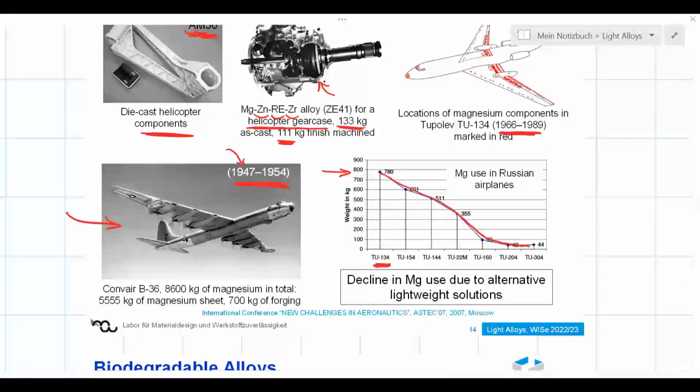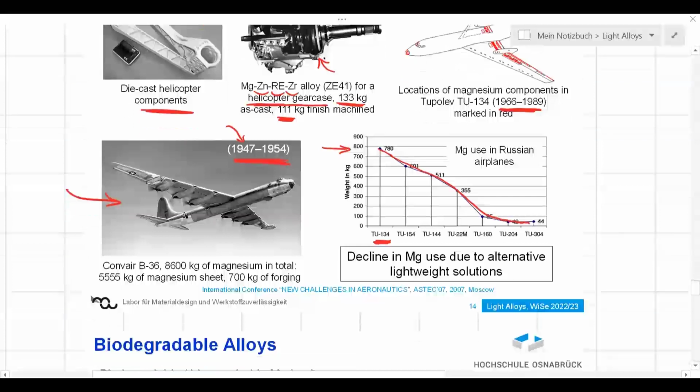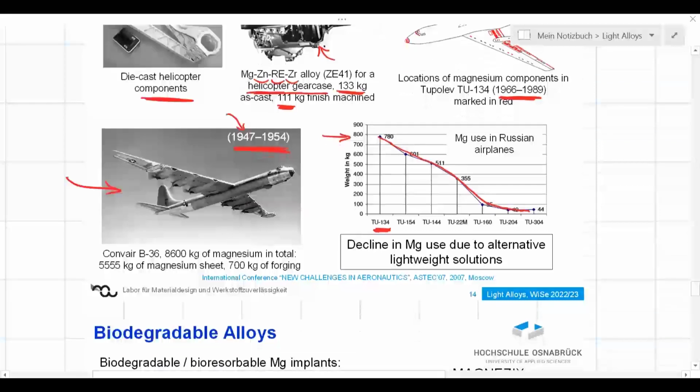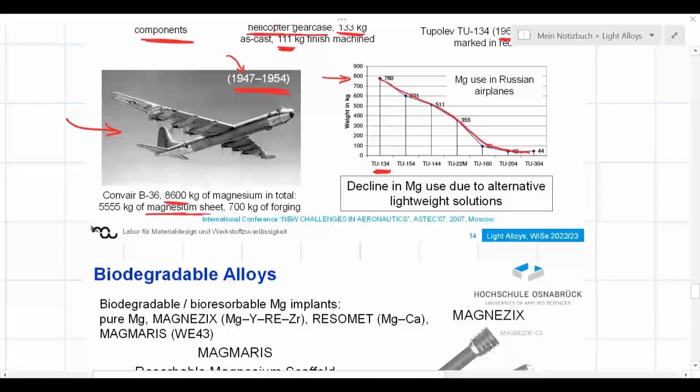The consideration of the US was to make an airplane which is very lightweight. It could fly from the US to Britain. They wanted to support Britain against Germany during the Second World War, and it had to fly to Great Britain and get back, right? It must be made out of a material which is very lightweight. There they put almost 9 tons of magnesium in this old airplane, right? A lot of sheet out of magnesium and a lot of forging parts, and also probably some die cast parts and so on were included.